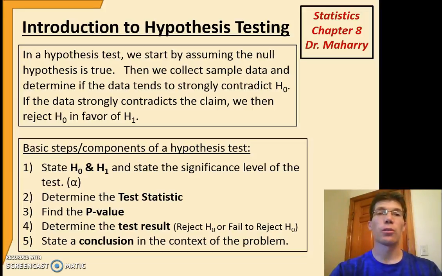The p-value is a probability value. We'll go to a table and find the probability of that particular test statistic. And then 4 and 5 are our conclusions. Drawing our conclusions in the context of the problem. We'll either reject or fail to reject our null hypothesis, but always put it back in the context of the problem, because the whole idea here is we're trying to generalize to the population as a whole.